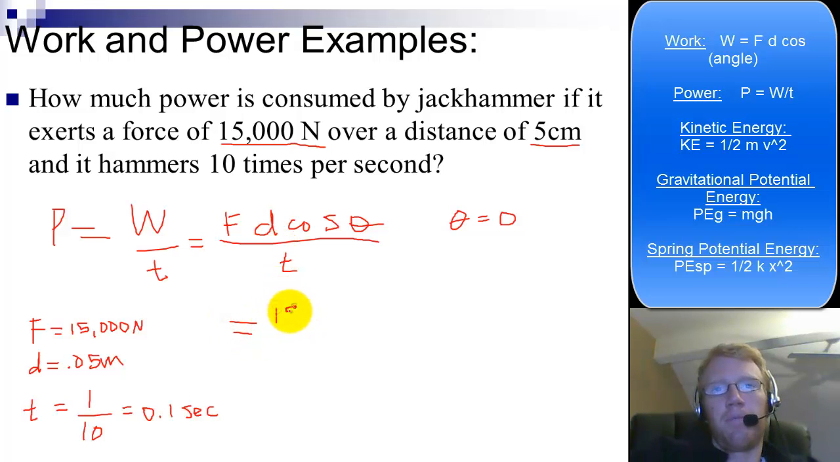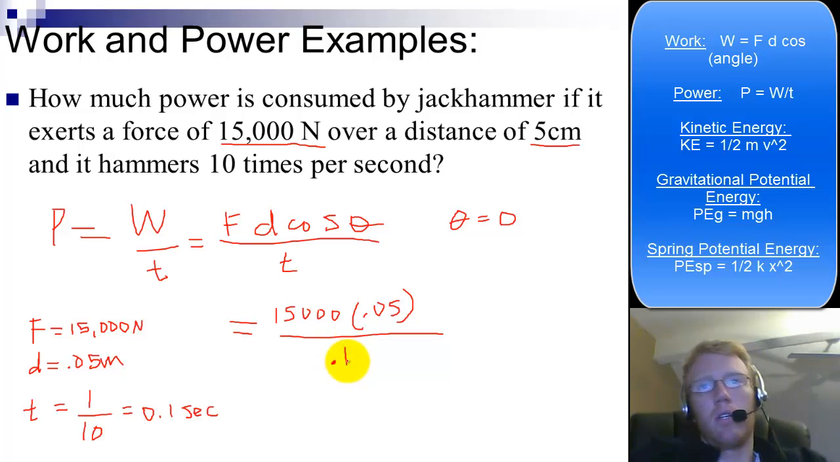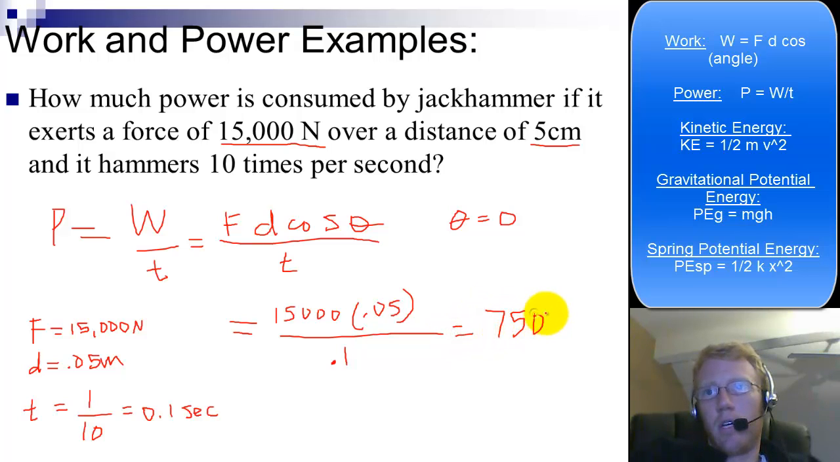And now we can plug in 15,000 times 0.05 divided by 0.1. Okay, we'll type this in the calculator real quick. 15,000 times 0.05 divided by 0.1, 7,500. And the units are, the top is work, which is joules, and the denominator is seconds. So joules per second are watts. So that's quite a bit of power.